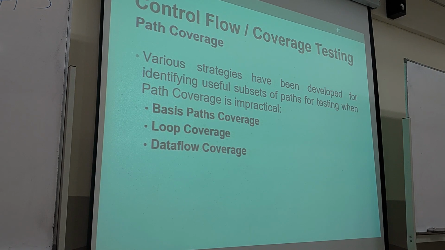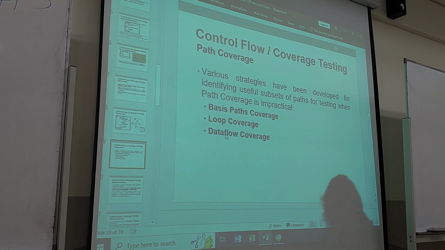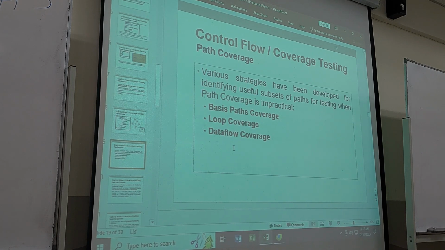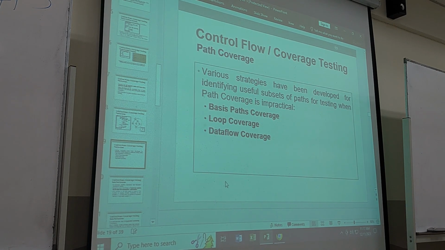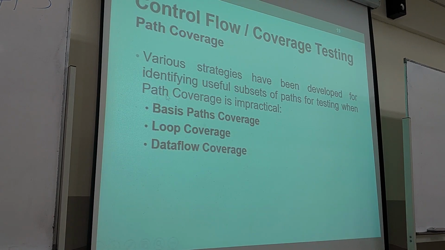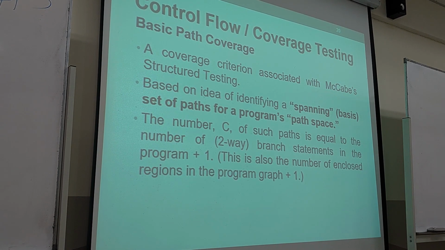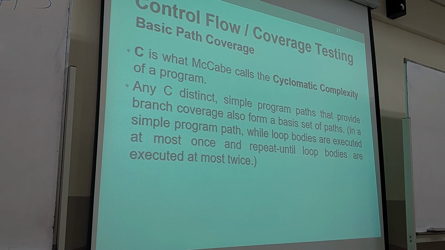Okay, so under the path coverage, we have the basis path coverage. So this is what we will be using. And then we have the loop coverage, and also we have the data flow. For basis path coverage, I don't want to discuss much about this. We will be having a simple calculation, which is to calculate the cyclomatic complexity.